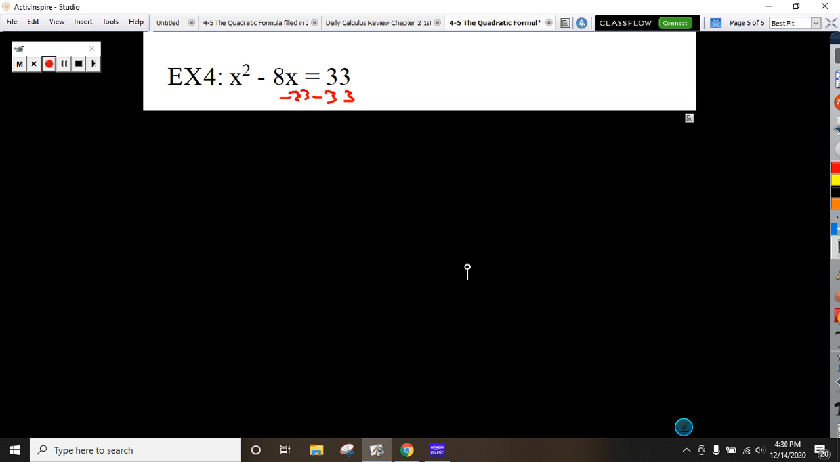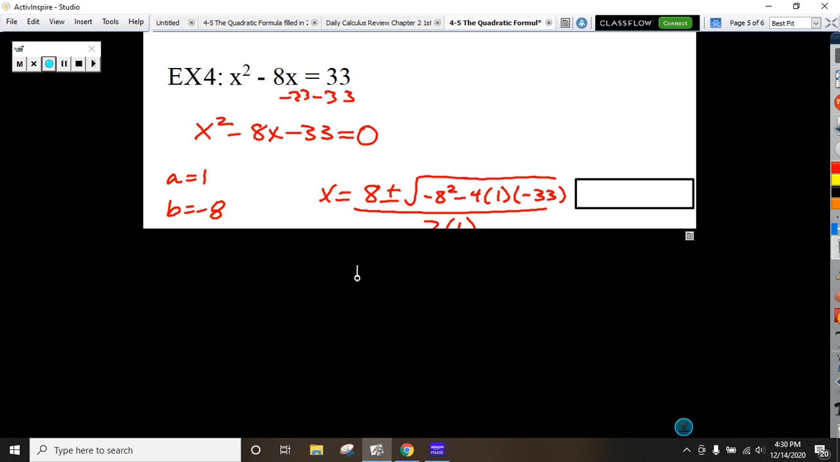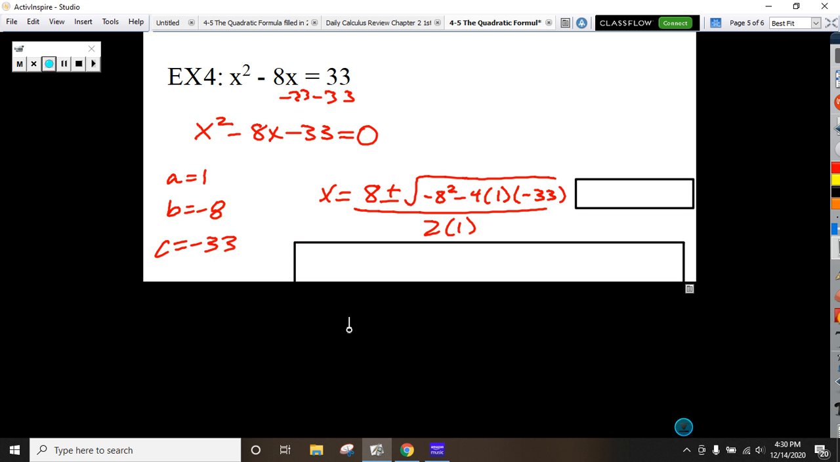Again, we want to make it so that it's ready for us to use the formula, so we have to subtract the 33 over. My handwriting got kind of bad, sorry about that. So we have x squared minus 8x minus 33. Then we identify our a, b, and c. So our a is 1, b is negative 8, c is negative 33. And then we substitute that into our formula. So again, since b was already negative, it becomes positive. We have plus or minus the square root of negative 8 squared minus 4 times 1 times negative 33, all over 2 times 1.